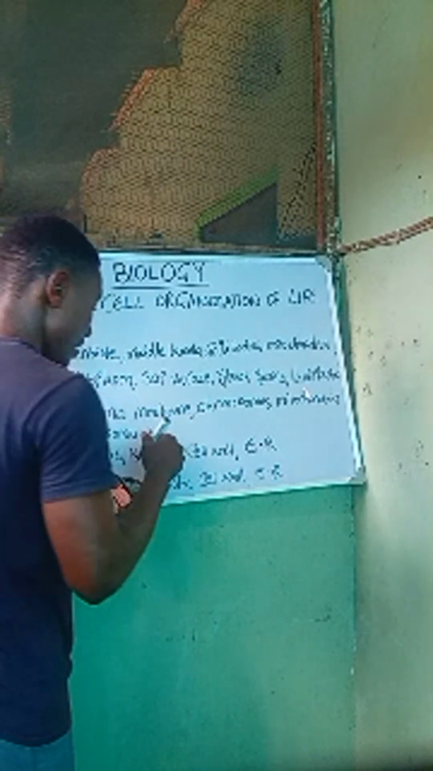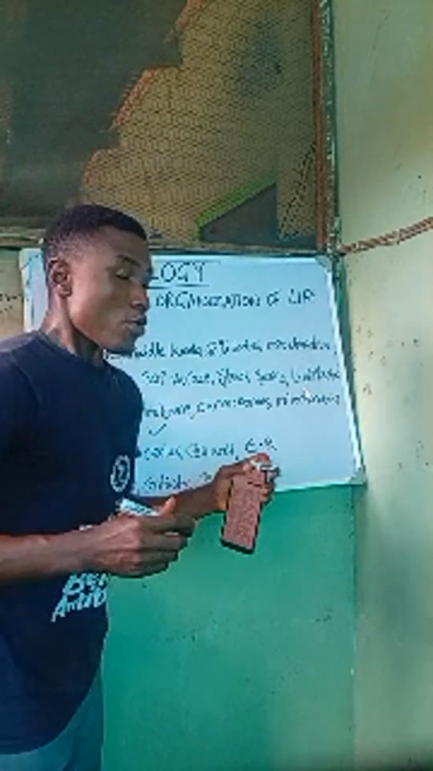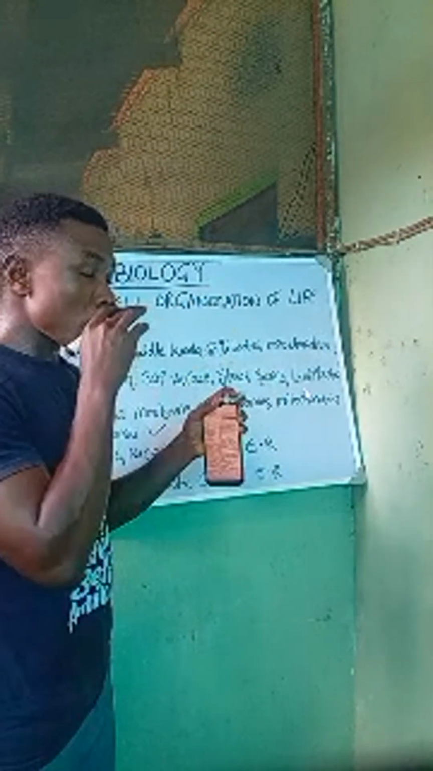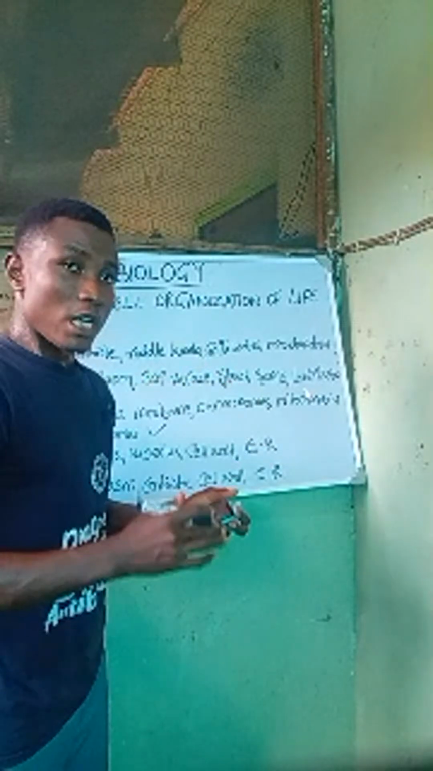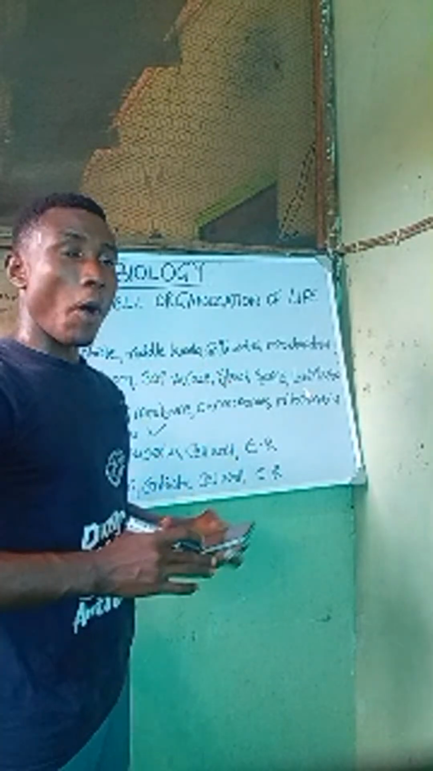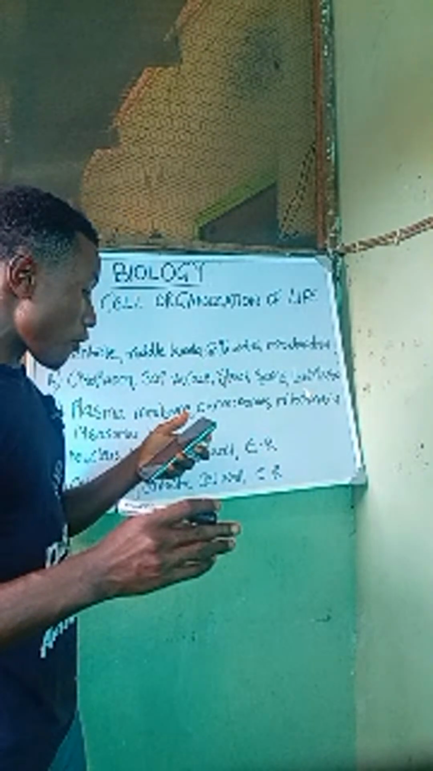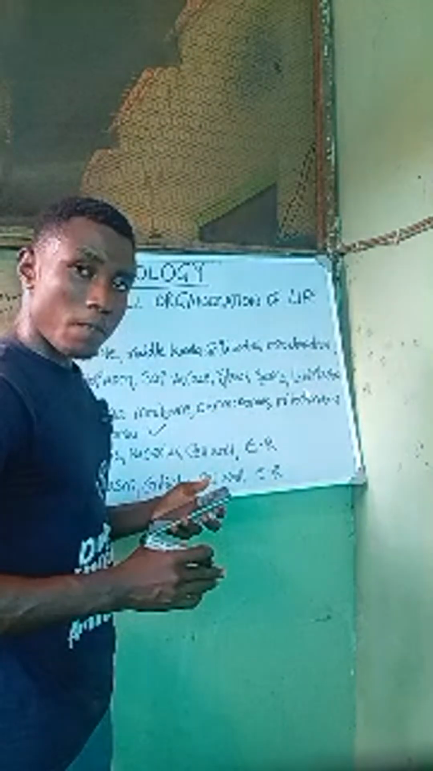The correct answer there is C, because first of all, you have to draw a table. You have to know the differences between plant and animal cells, and the organelles that are found in plant cells that are not found in animal cells.